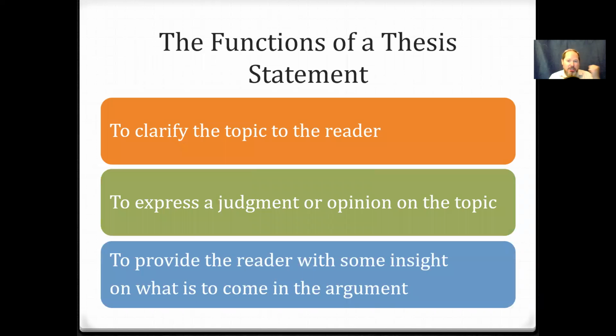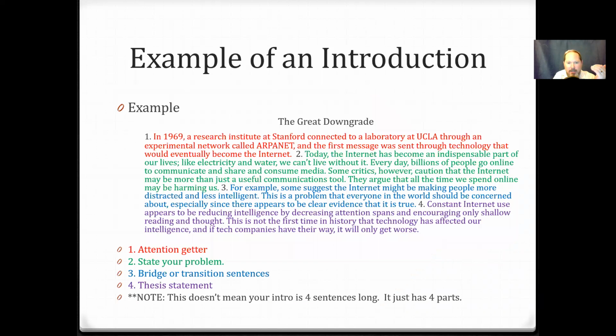So the functions of that thesis statement: you might clarify the topic to the reader just by repeating it a little bit, and then you express a judgment or opinion on the topic. Provide the reader with some insight about what's going to come later in the argument. Here's an example. Say you're writing about our topic. You have this catchy title, The Great Downgrade, because you feel like people are being downgraded.